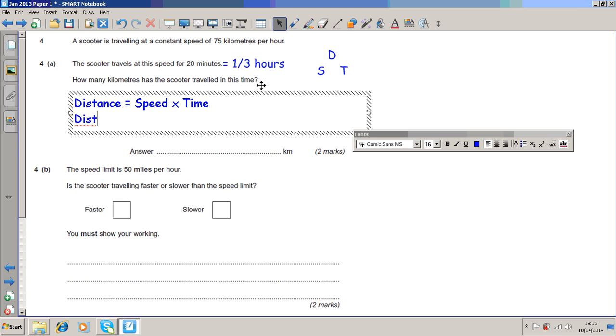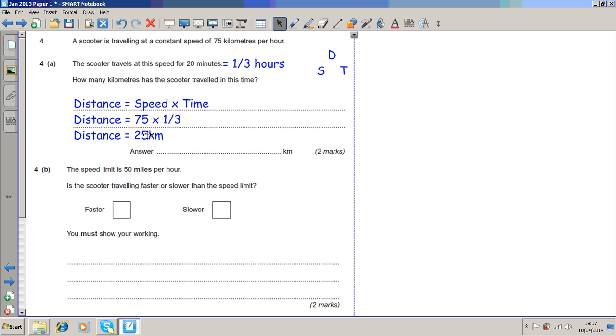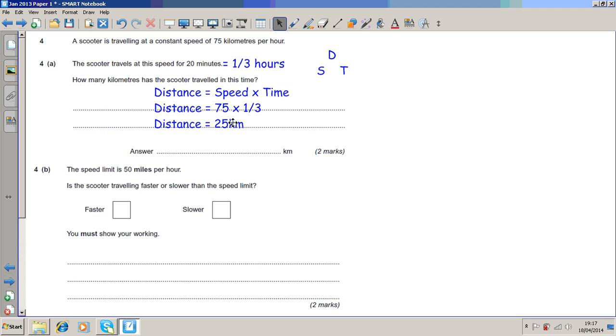So for us, that is speed 75 times by the time, which is a third of an hour. Wow, if we times something by a third, that means we're going to do a third of it, and a third of 75 is 25, so it's 25 kilometres is our answer for that one.